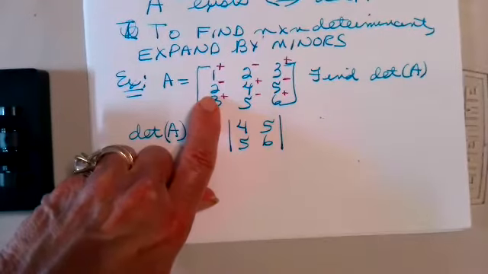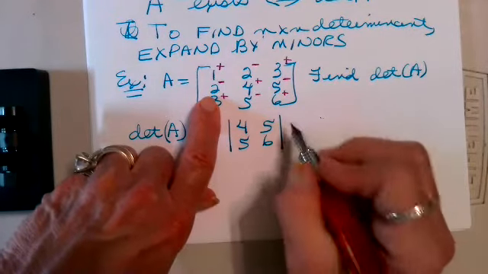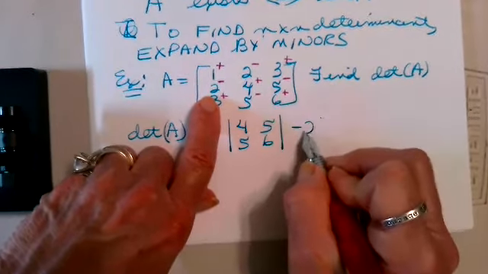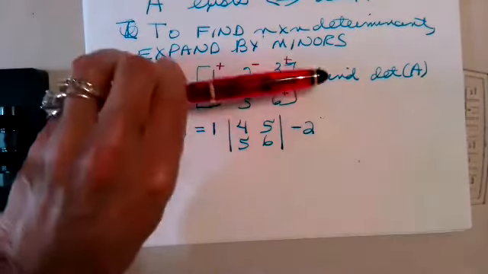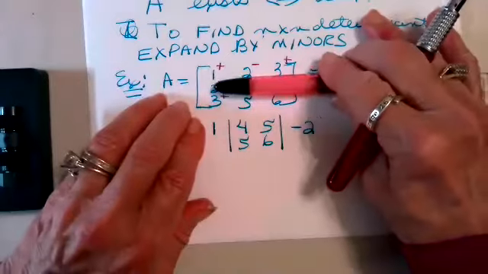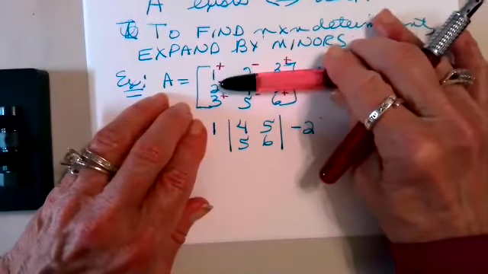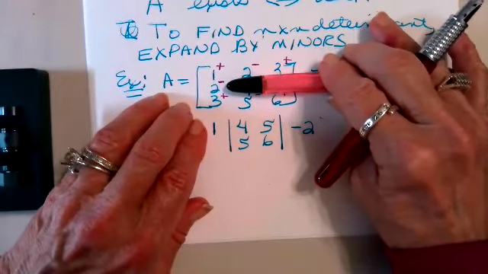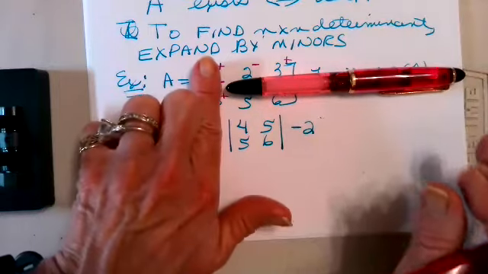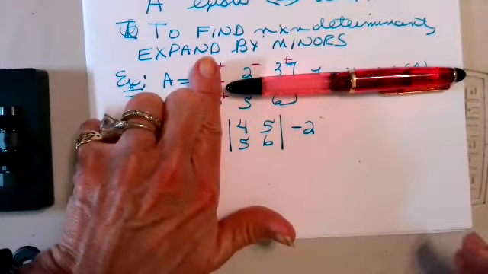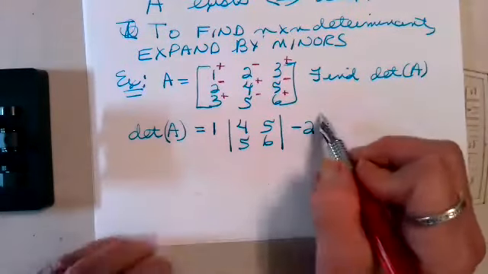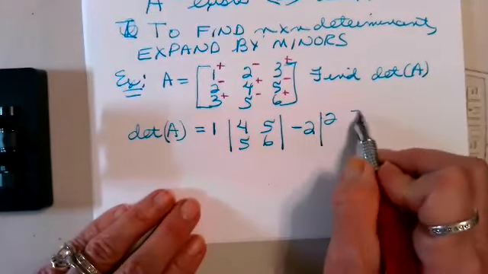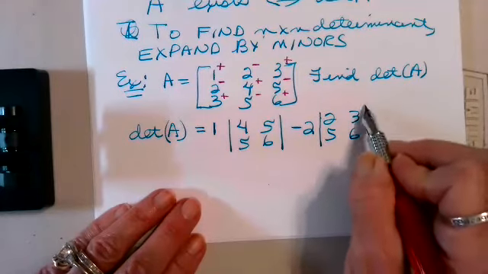Okay. Now I'm going down the column. The next entry is a 2. The 2 goes with a minus sign, so I have to say minus 2 times. Now delete the row and the column containing 2. This might be harder because it might cover up too much. It's almost too big. Delete the row and the column containing 2. That leaves me with 2, 3, 5, 6. So that's what I write here, 2, 3, 5, 6.